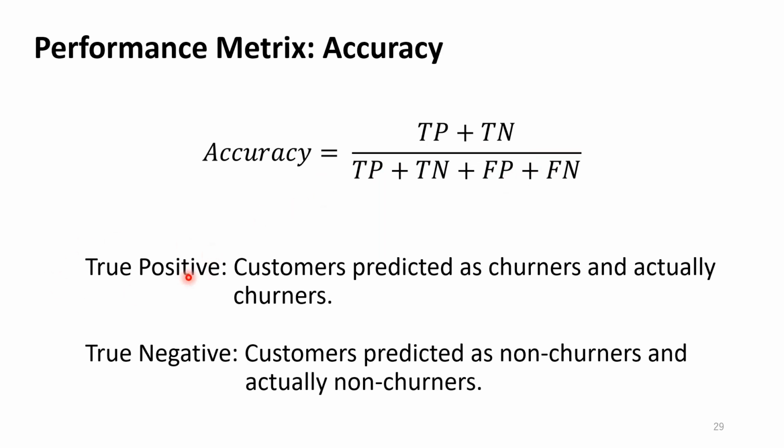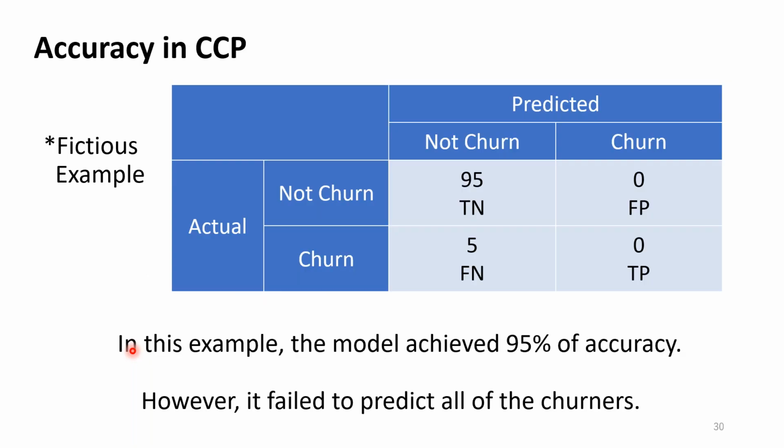Here, true positive means customers who are predicted as churners and actually churners. True negative here means customers who are predicted as non-churners and actually non-churners. Many studies on customer churn prediction use accuracy as a performance measure. However, as you know, accuracy does not guarantee the excellence of the model when we use imbalanced data.